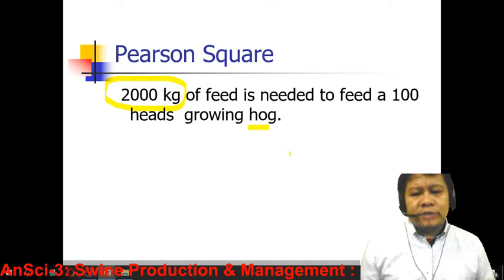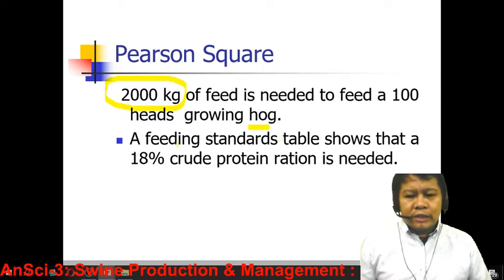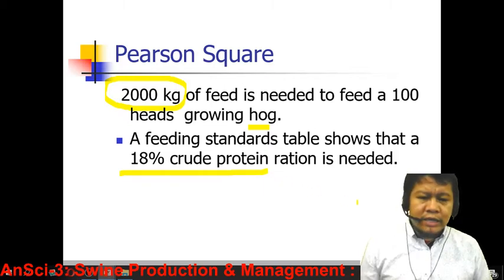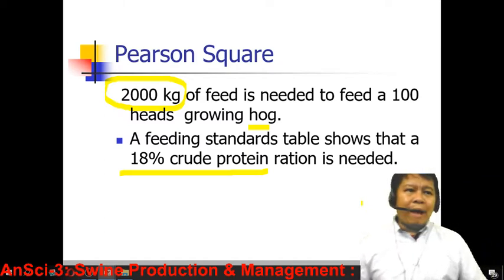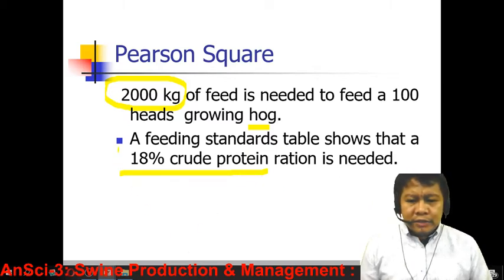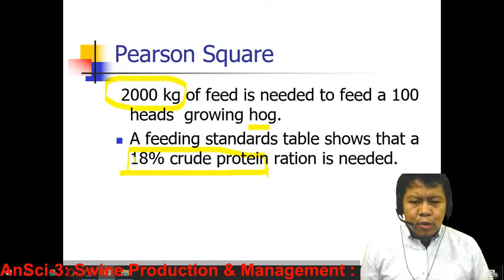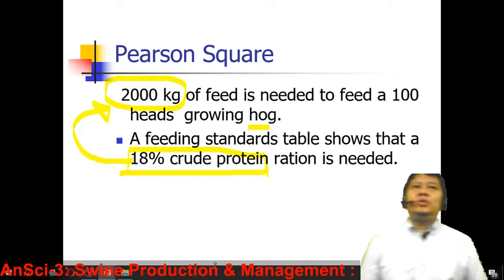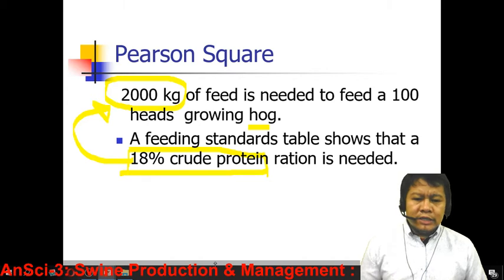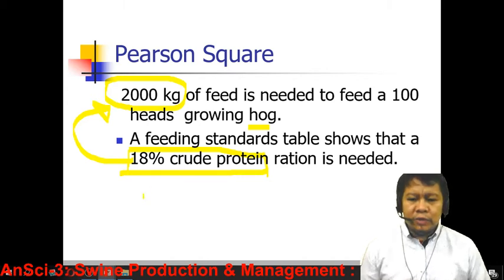All right, so there is another statement in here. A feeding standard table shows that 18% crude protein is needed. So meaning to say, we have to produce a batch of feeds that has 18% crude protein. So this 18% crude protein is the required nutrient of our resulting feeds that we will be going to mix. So we produce 200 kilos of feeds that has 18% crude protein, and this 18% crude protein is the required nutrient for hog. Okay, this is what we will satisfy.